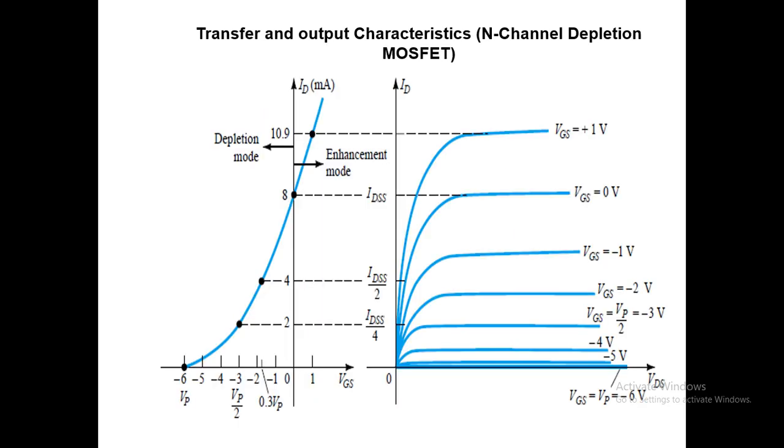So this is the transfer and output characteristics of the n-channel depletion MOSFET. Here this is the center point, and the region to the left is depletion mode and the region to the right is enhancement mode.